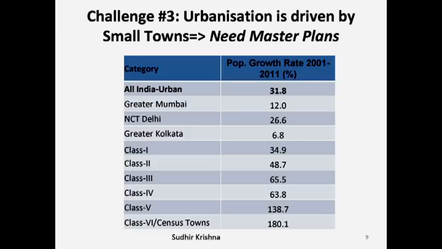The growth rate of Delhi in population terms had always been of the order of 50% in 10 years: 1951 to 61, 61 to 71, 71 to 81, 81 to 91, and even 91 to 2000. Now, in the last decade, it has grown by half of that. Same is the case with Greater Mumbai, which used to be 20 to 30% growth rate from decade to decade. Now it has come down to 12%. Kolkata grew at the rate of 6.8% over 10 years. Whereas the class 1 cities grew by close to 35%, and smaller towns are growing by leaps and bounds in terms of population growth.